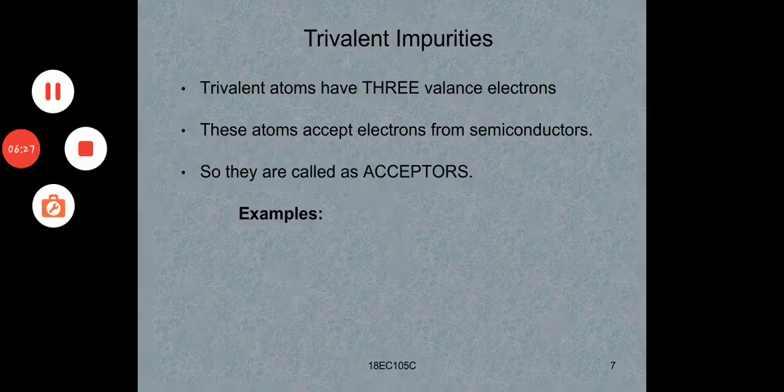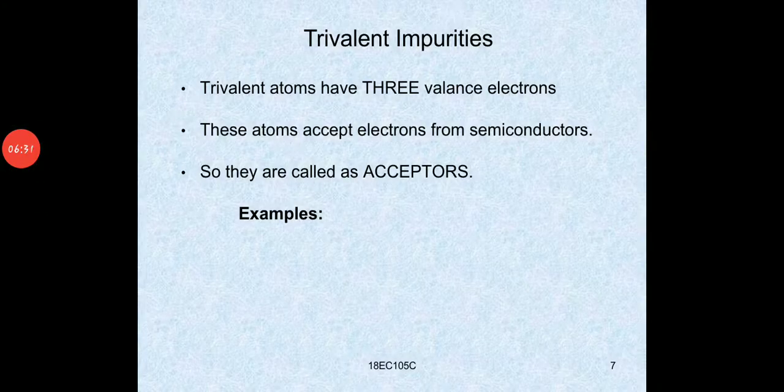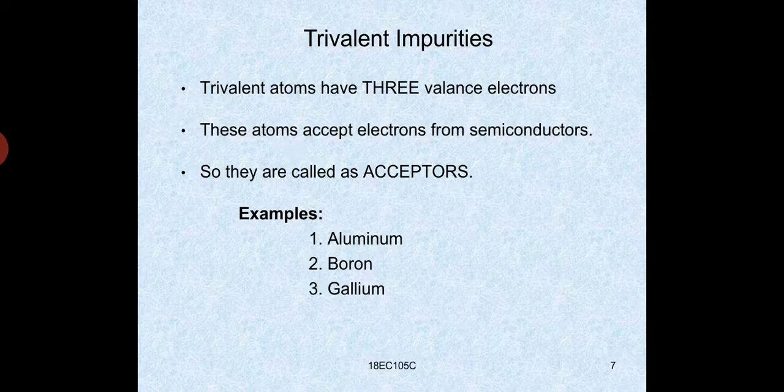Let us see the materials that have such properties of accepting electrons. This is aluminum, boron, gallium and indium. These are commonly used trivalent impurities that are used in the industry.